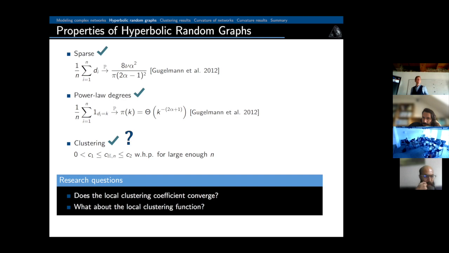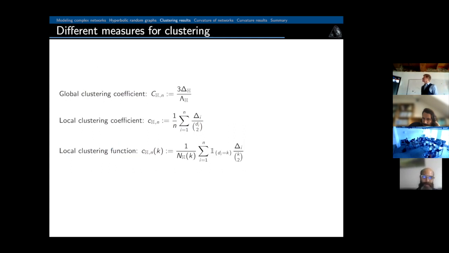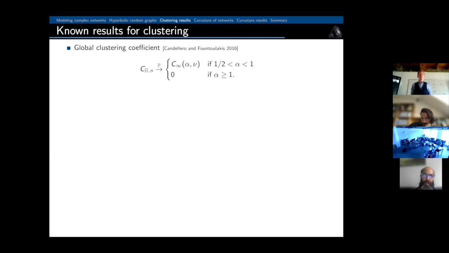So this is what we set out to do in this work. We're trying to prove that the local clustering coefficient converges and that the function converges as well, and also pinpoint these limits exactly, which was a terrible exercise, but in the end we managed to do this. Just a recap, these are the 3 properties. We have a global clustering coefficient, which we didn't consider. We looked at the local clustering coefficient and the local clustering function. I will briefly tell you what was known before we started.